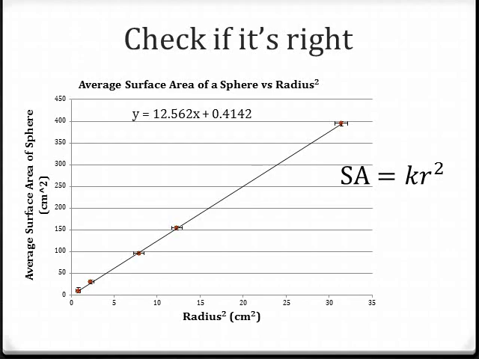And we now know that surface area, which is our y variable, equals 12.5, or about 12.6, times your x variable, which we now know is radius squared, right? Because that's our x variable on this graph, plus this y-intercept. So I can rewrite the equation, and this is the equation I would use in my conclusion. Surface area is equal to about 12.6 times radius squared plus 4.41. And so this is my new equation that I can use.